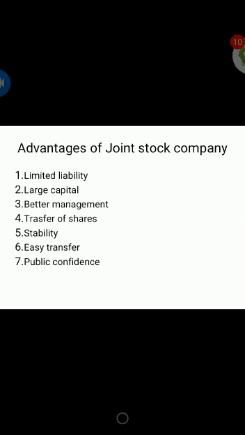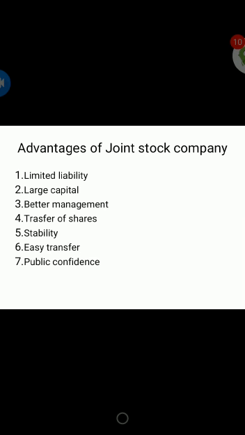Now the next is transfer of shares. The shares of the company are easily transferable. Shareholders can convert their holdings into cash by selling these shares at any time in the stock exchange. This brings liquidity of investment.